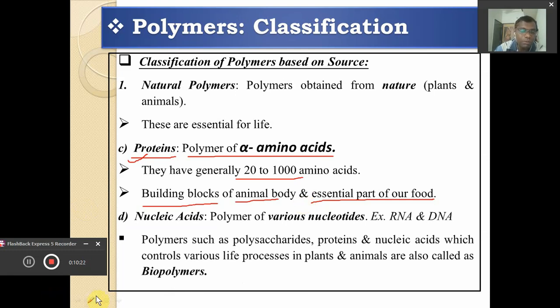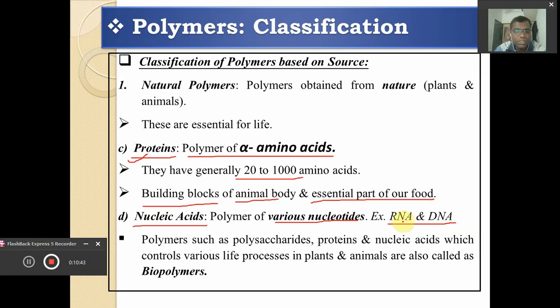Now if you look at more examples of this natural polymer, then one of the important ones is nucleic acid. This nucleic acid is the polymer of different nucleotides. Actually, what are nucleotides? Particularly, these are nucleotides in the form of RNA and DNA, that is ribonucleic acid and deoxyribonucleic acid.